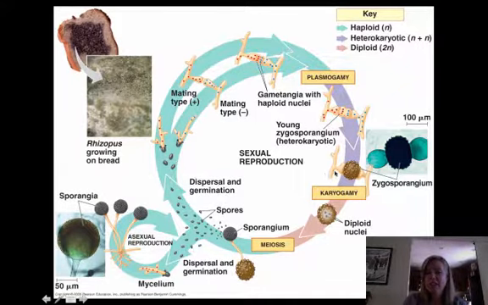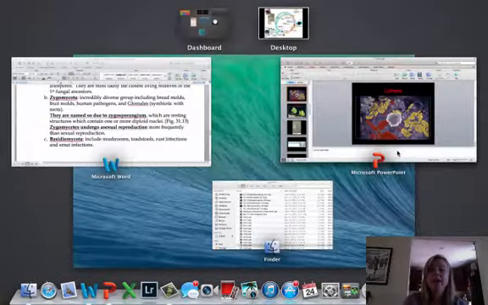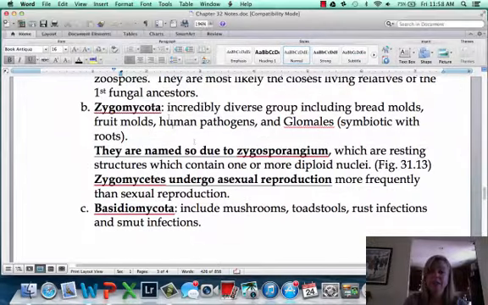So the two things on the side here that cause that to grow are called the gametangia, and then the middle part is called the zygosporangium. And so I think of it as two gametes coming together to form a zygote. That's how I remember it. But everything in that category is going to make that.